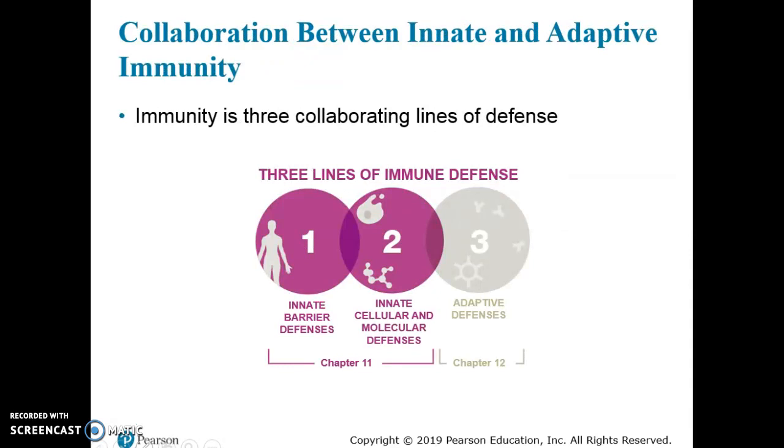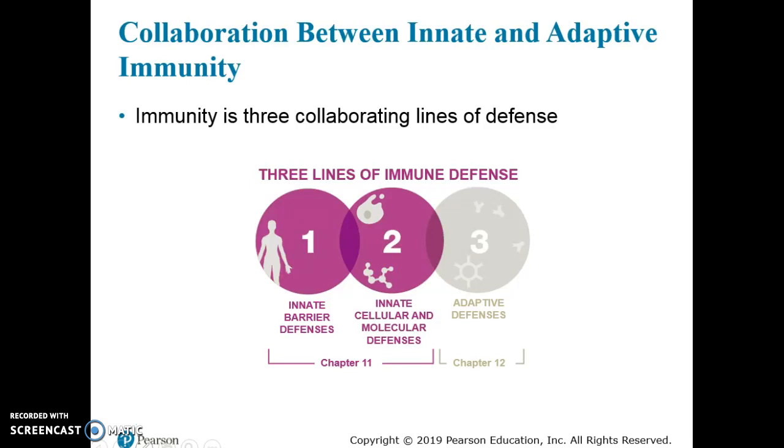With the adaptive and innate immune response, there's actually 3 lines of defense that comprise both of those systems. Chapter 11 looks at the first line and the second line of defense. First line are barriers. Alright, I've already mentioned the skin. That is a barrier. That's something you're born with, and first line there.